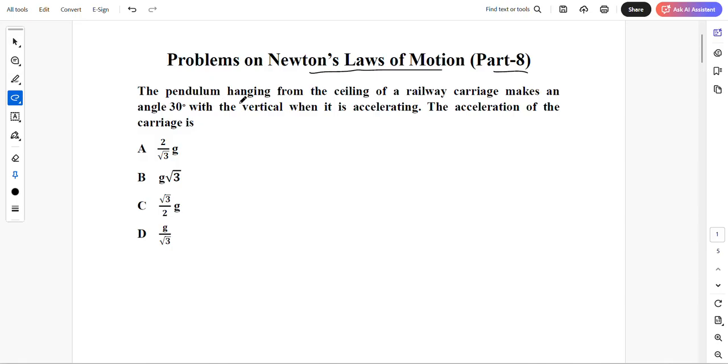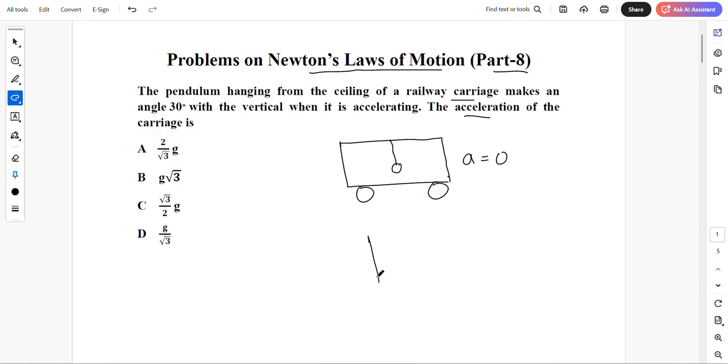Now this is the first problem. The pendulum hanging from the ceiling of a railway carriage makes an angle 30 degree with the vertical when it is accelerating. The acceleration of the carriage you are supposed to calculate. Now let us say this is a railway carriage. It is not accelerating. Let us say the pendulum is like this.